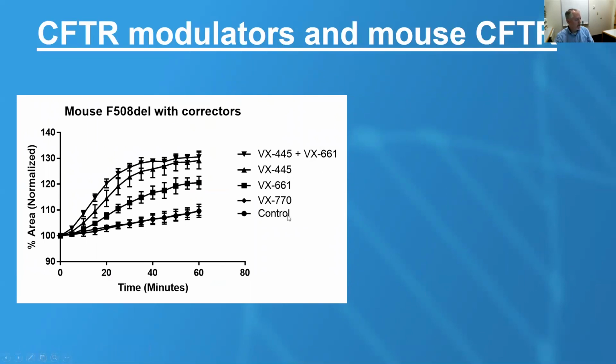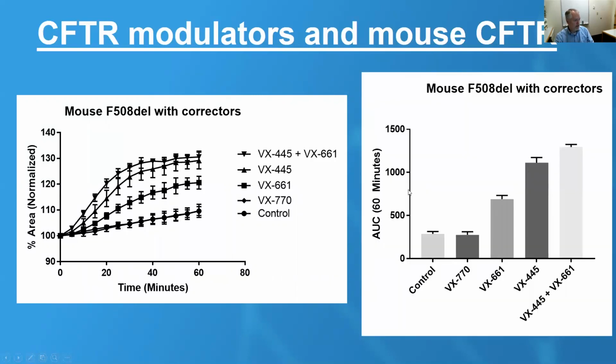and see the different types of correctors or potentiators and the effect. And as you can see, using mouse F508del organoids, the correctors actually have quite an effect on swelling, but the potentiator VX770 does not. This is shown here, where the restoration, again, is seen with VX809 and 445, and even synergy between the two of them, whereas nothing is shown with VX770.